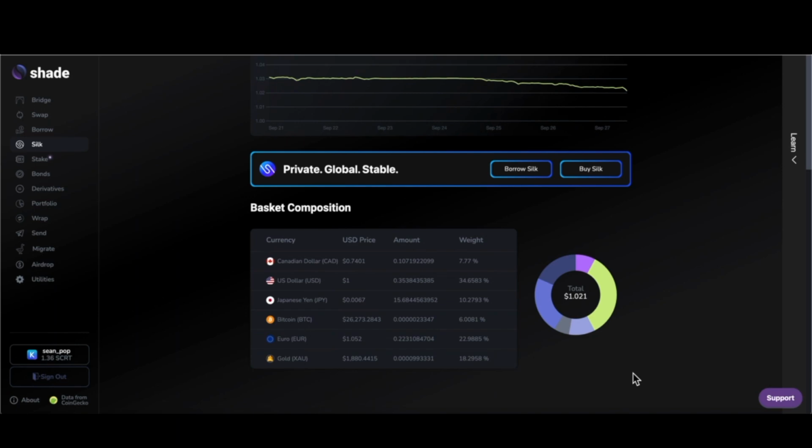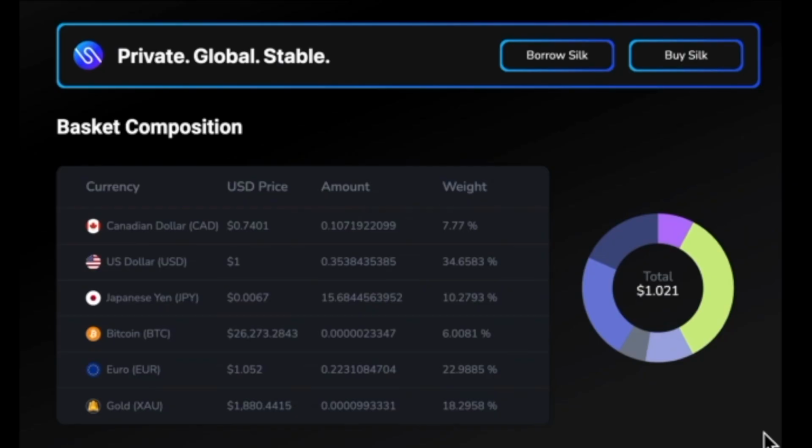Instead, Silk's peg is composed of this weighted index of global value that you can see here: the US dollar, Canadian dollar, euro, Japanese yen, gold, and Bitcoin. And this index, this peg composition, is designed to help Silk preserve purchasing power better than any single currency can. And in fact, in 38 years of backtesting, it beats the US dollar and the euro soundly. If you want to learn more about Silk, we'll link a 3-minute video in the description.